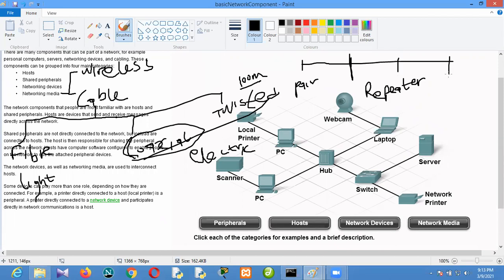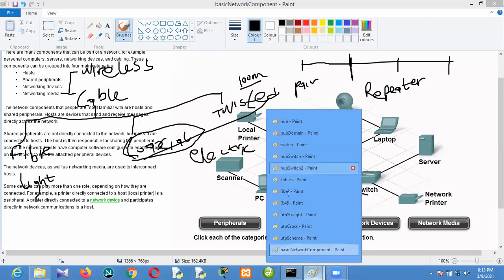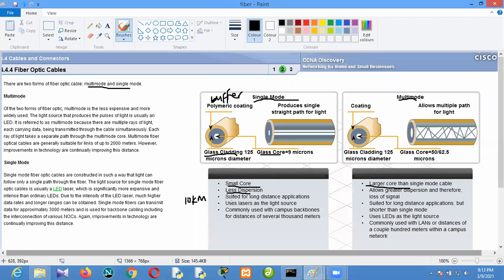A repeater is just a device that can boost signal strength, or extend signal from one point to another point when you think that the signal is diminishing. You should know that hubs, switches, routers are repeaters ordinarily. So, back to fiber. The distance single mode can go is up to 10 kilometers.